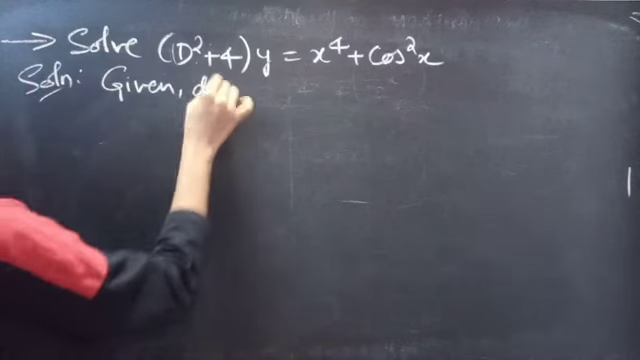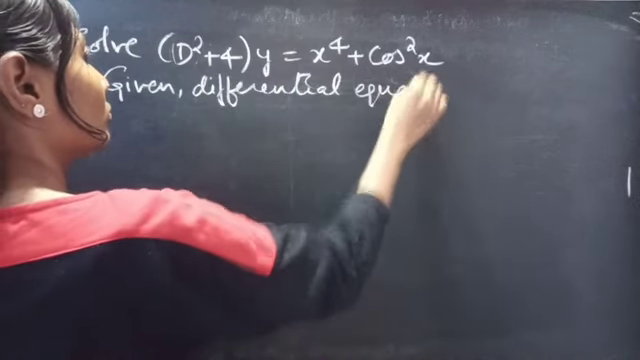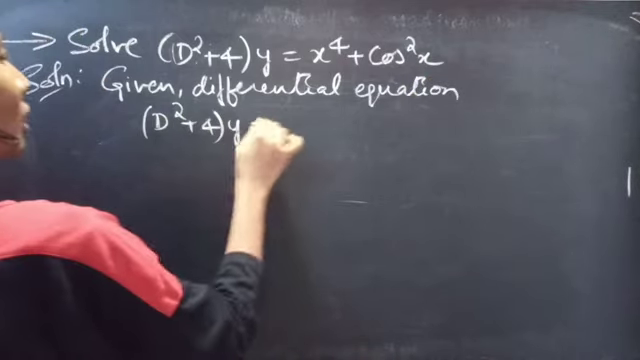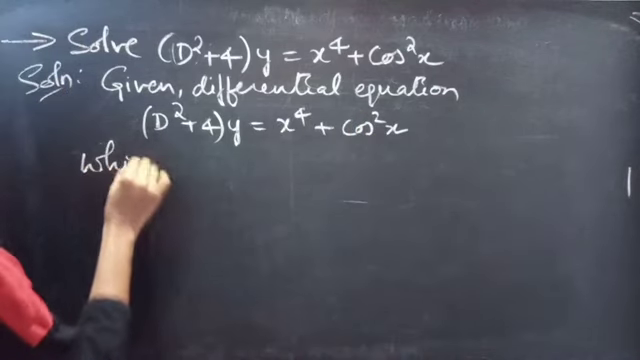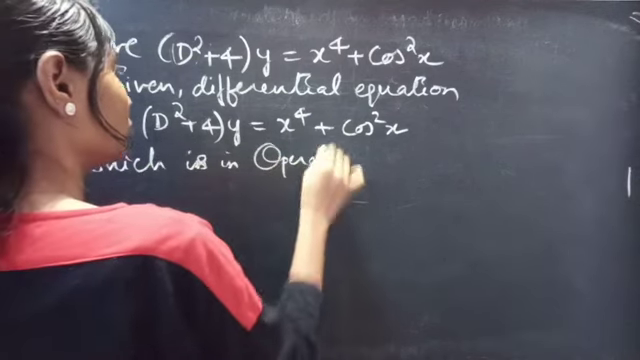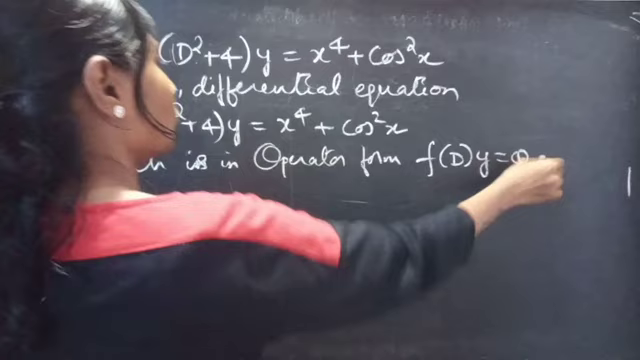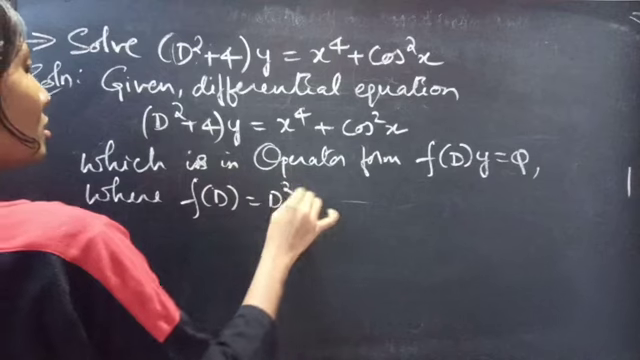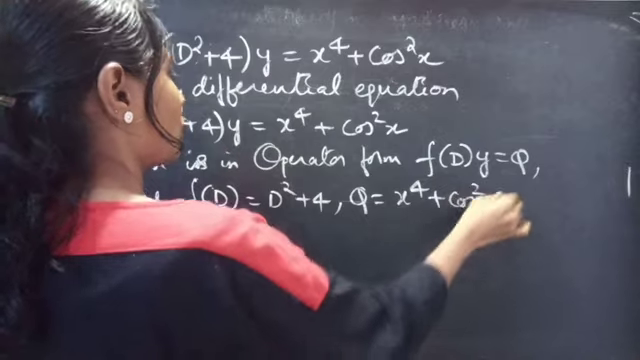Given differential equation, (D square plus 4) y equals x power 4 plus cos square x, which is in operator form F of D into y equals Q, where F of D is D square plus 4 and Q is x power 4 plus cos square x.